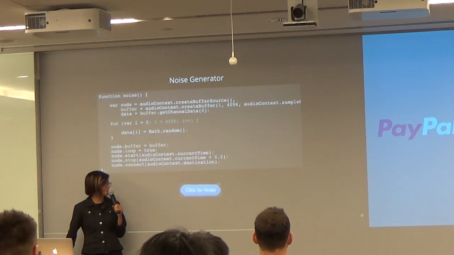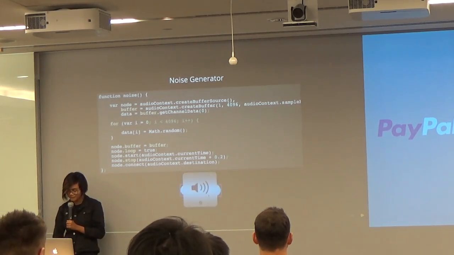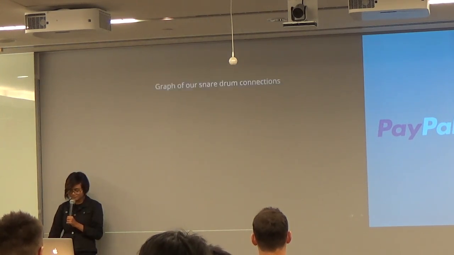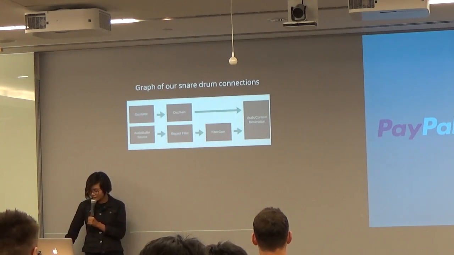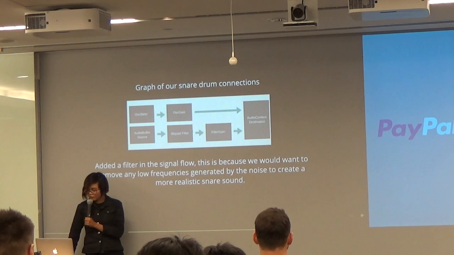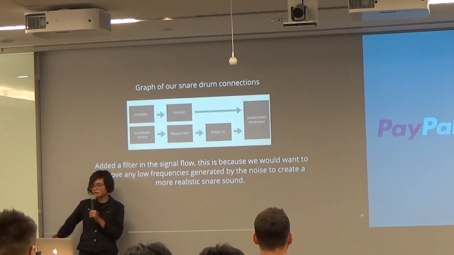This is how the mic sounds. But how do we make that sound into a snare? So this is the connection of our snare drum. We have an oscillator node to a gain node, and we have the noise to a filter because we want to remove all the low frequencies. Then we have a filter gain node, which is actually a gain node, so we can automate the audio parameters.